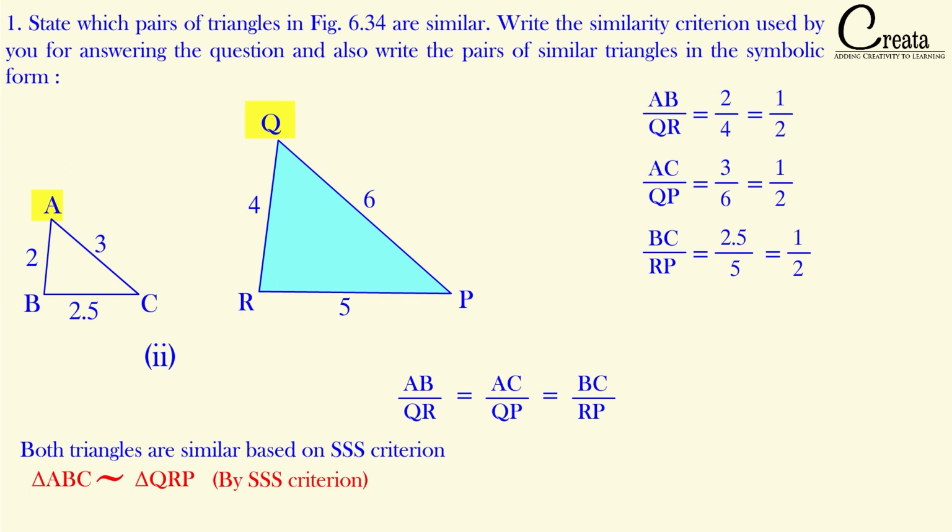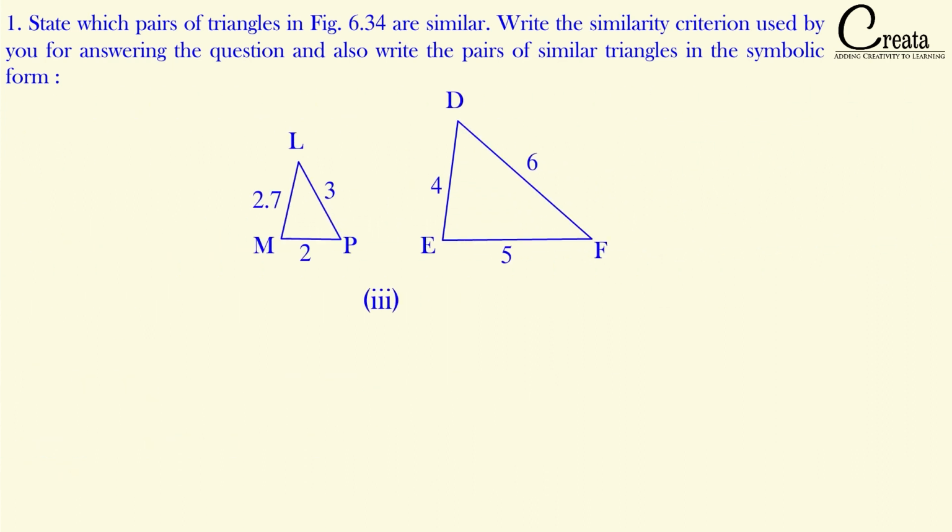Here A should match with Q, B should match with R and C should match with P. So the sequence of the vertices of the triangle matters in similarity. So this is a perfect example of that. We cannot write triangle ABC is similar to triangle PQR. Here we have to write ABC is similar to QRP. The sequence matters. Let's move to part 3.